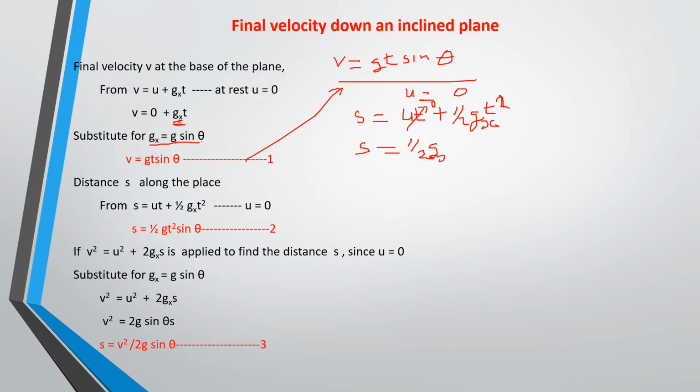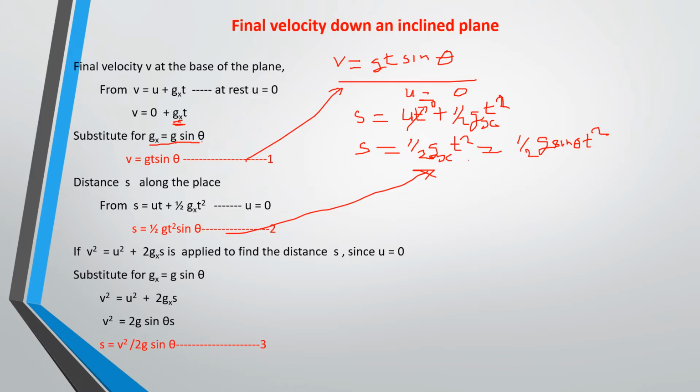gt squared. This will now give us half g sine theta t squared. Okay, so this equation is to find the distance along the plane. This is the equation, and this is how it is derived.